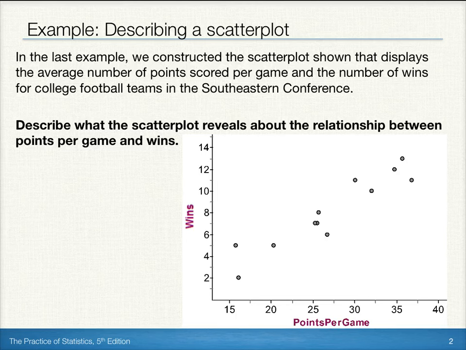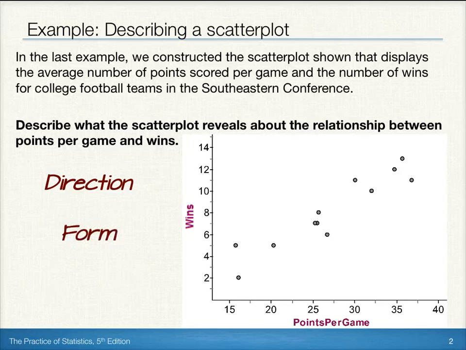When interpreting a scatter plot, there are three key features you want to point out. Number one, you want to note the direction that the points tend to follow within the scatter plot. That is, do they tend to follow kind of an upward trend or a downward trend? More specifically, we'd like to say there's a positive or a negative relationship between the variables.